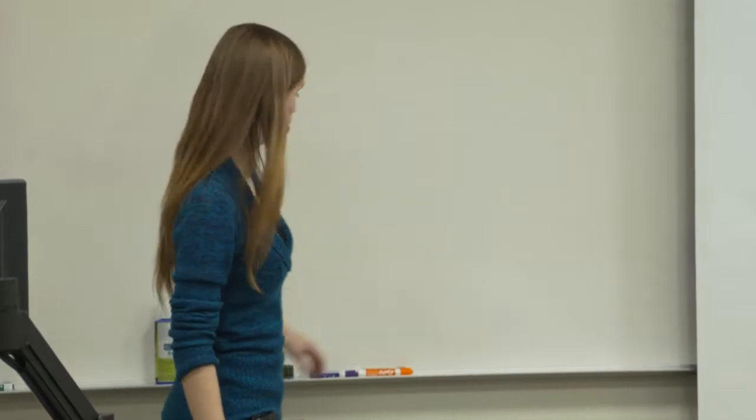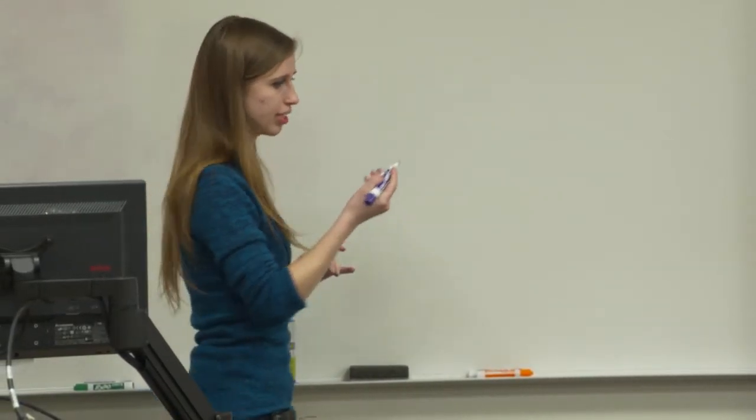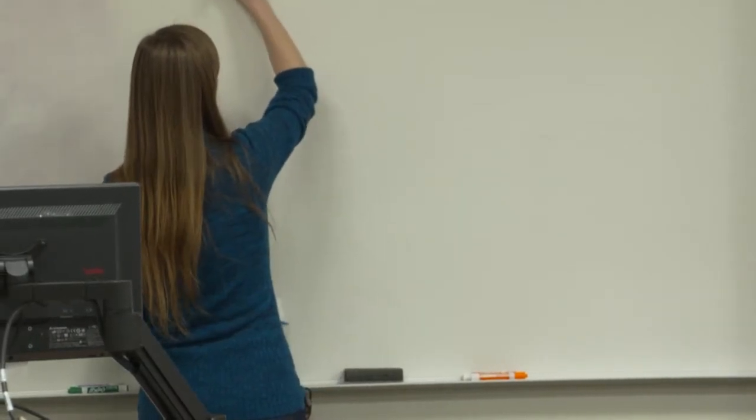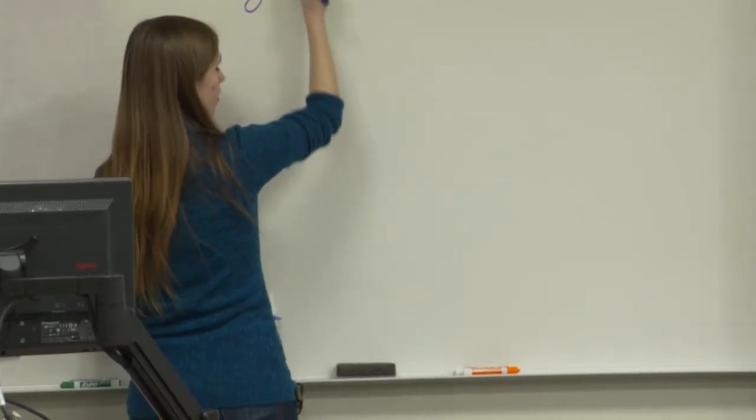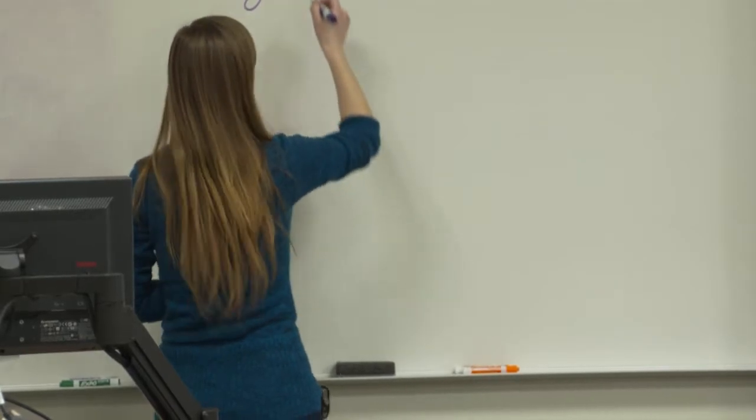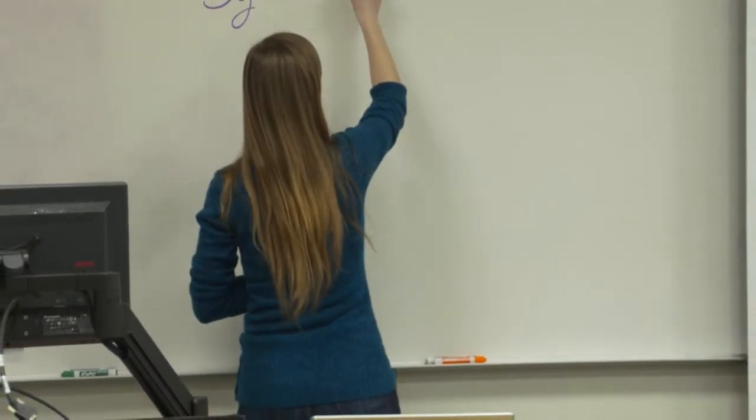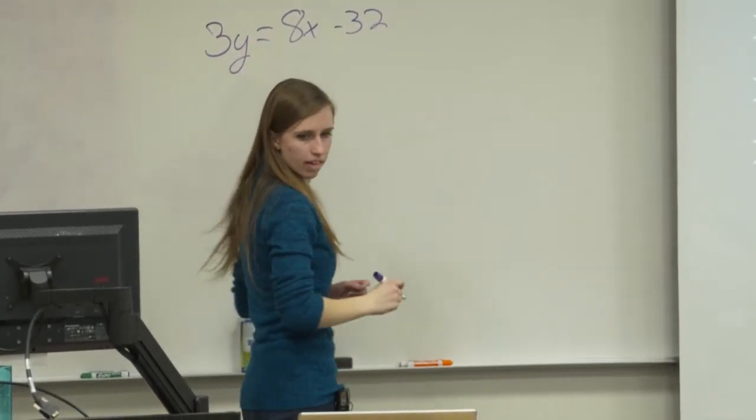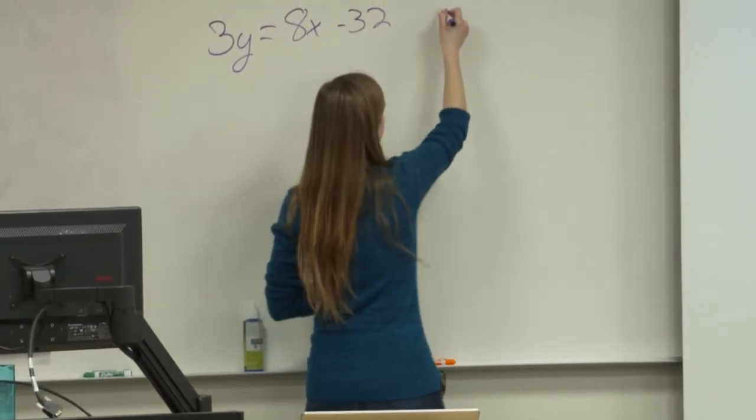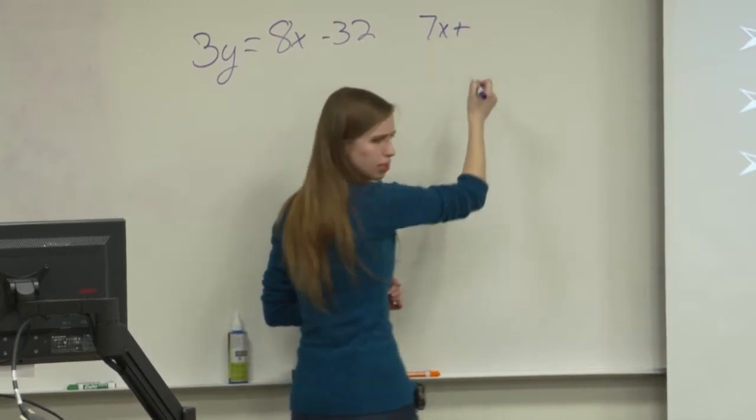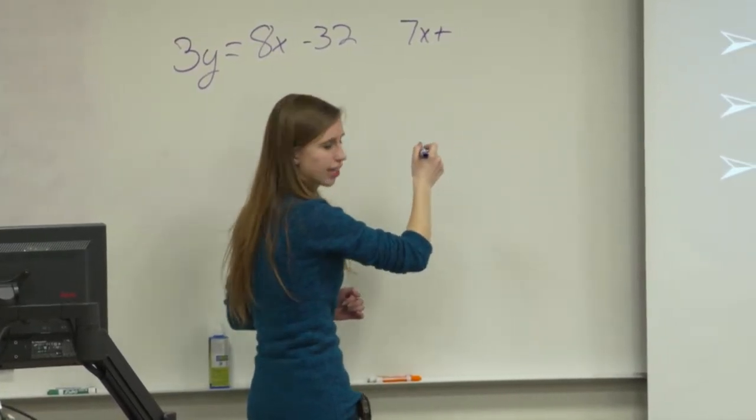I'd like to show you an example of this. We've all hopefully seen simultaneous equations before. So I have an example of that right here. 3y equals 8x minus 32. And 7x plus 9y equals 28.